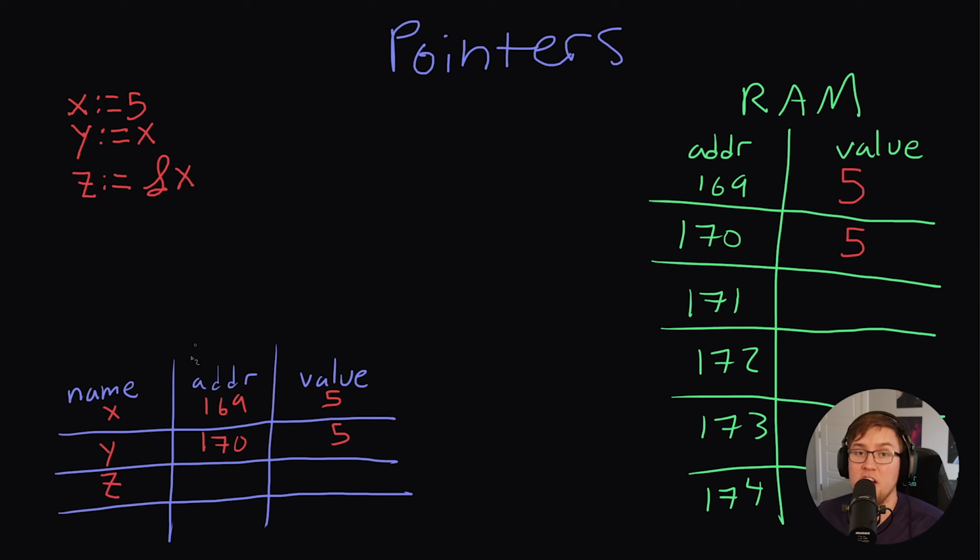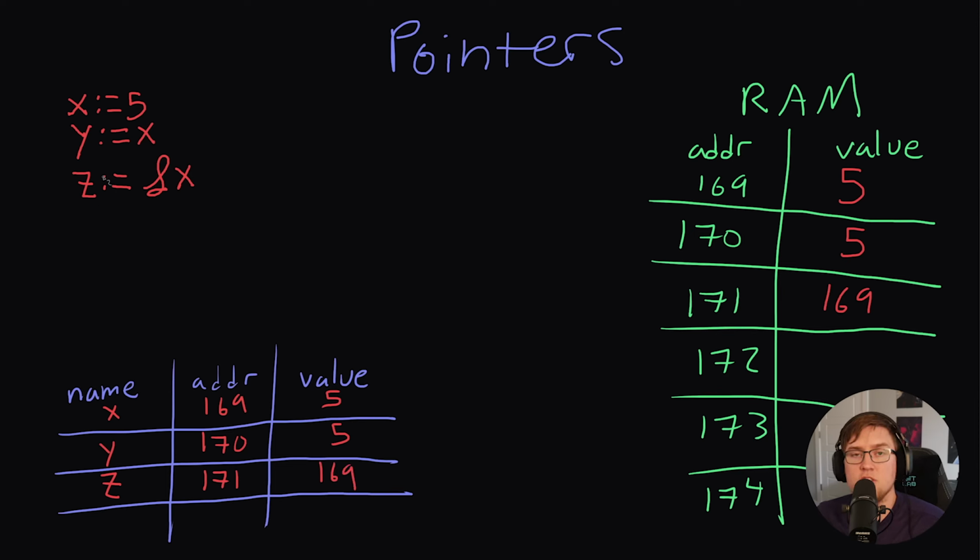It's going to get a new address. Any time we create a new variable, it's going to live in a new address in memory. Let's say it lives at address 171. But its value, instead of being 5, instead of being a copy of x, because we used the pointer syntax or the reference syntax, the value is going to be the address of x. So we're going to store 169, which is the address of x, as the value.